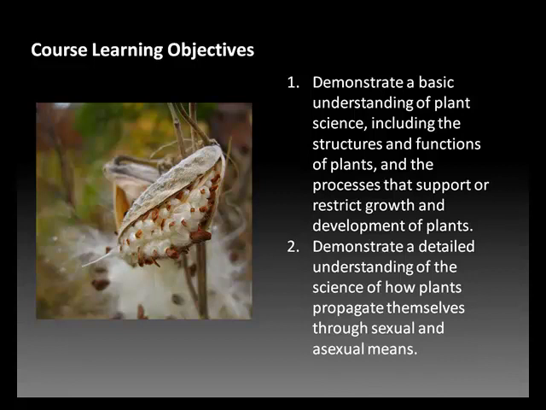So first, get a basic understanding of plant science, and that's really where the textbook comes in. And the textbook goes into great detail in a variety of topics that describe and provide great detail into the science of plants and plant propagation. And then in particular, you're going to be expected to demonstrate a detailed understanding of some of the science of how plants propagate themselves, both through sexual means, through seeds, and asexual means, through vegetative techniques.